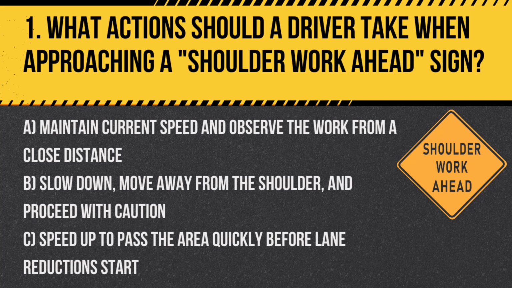Question 1. What actions should a driver take when approaching a shoulder work ahead sign? A. Maintain current speed and observe the work from a close distance. B. Slow down, move away from the shoulder, and proceed with caution. C. Speed up to pass the area quickly before lane reductions start.